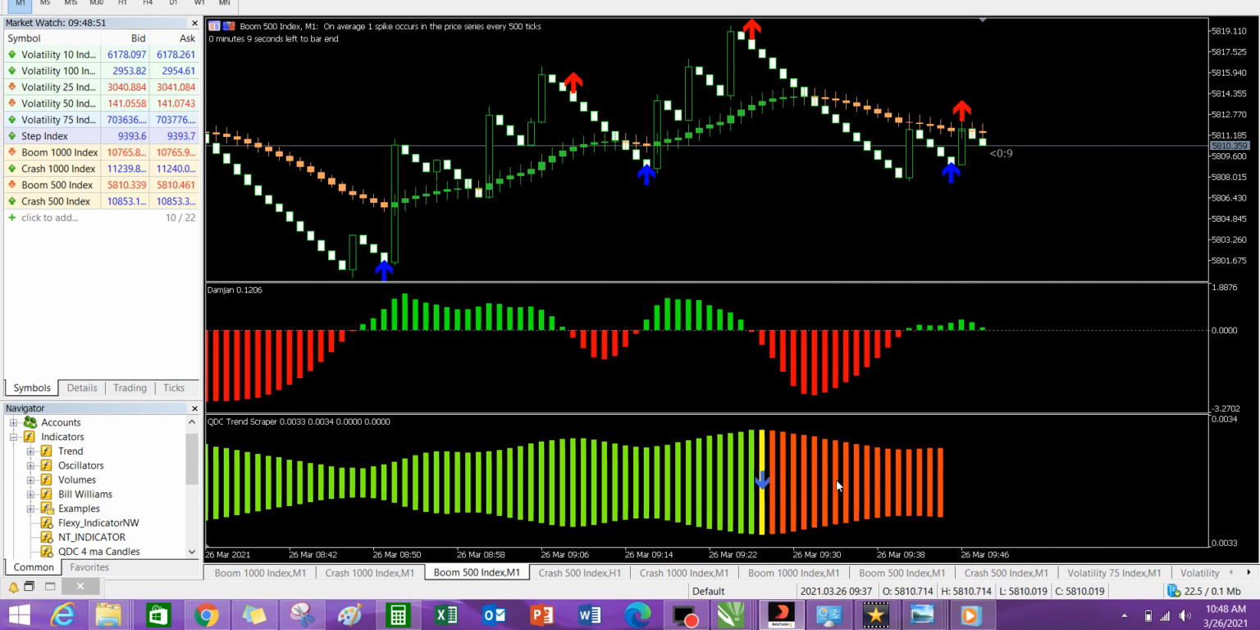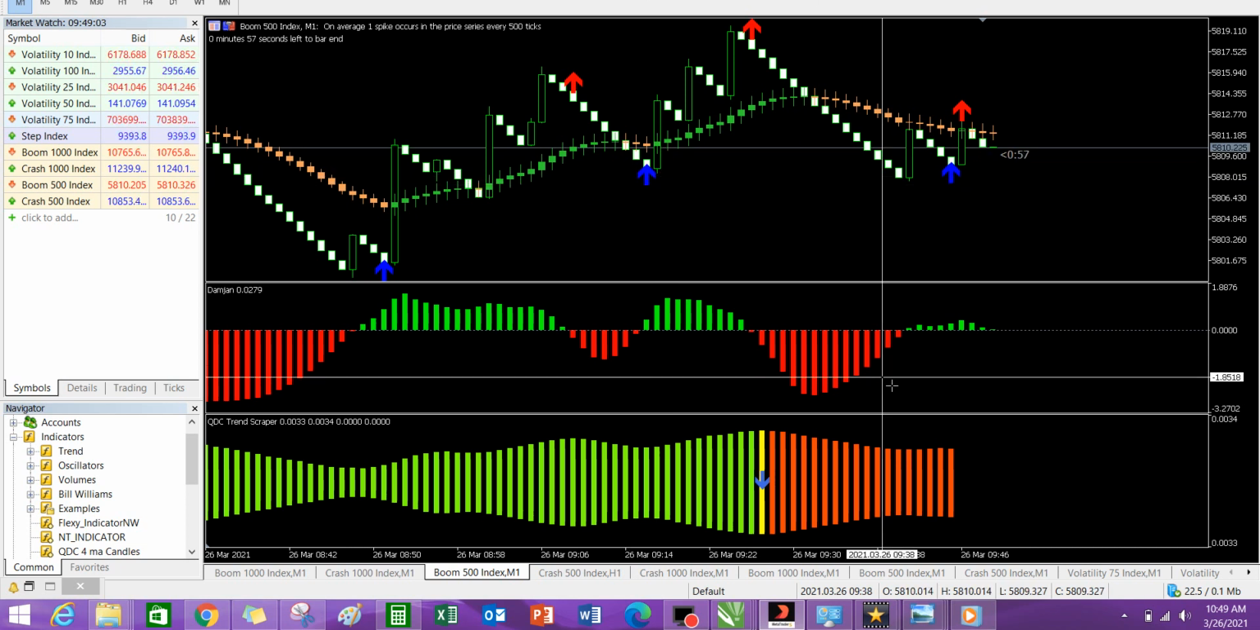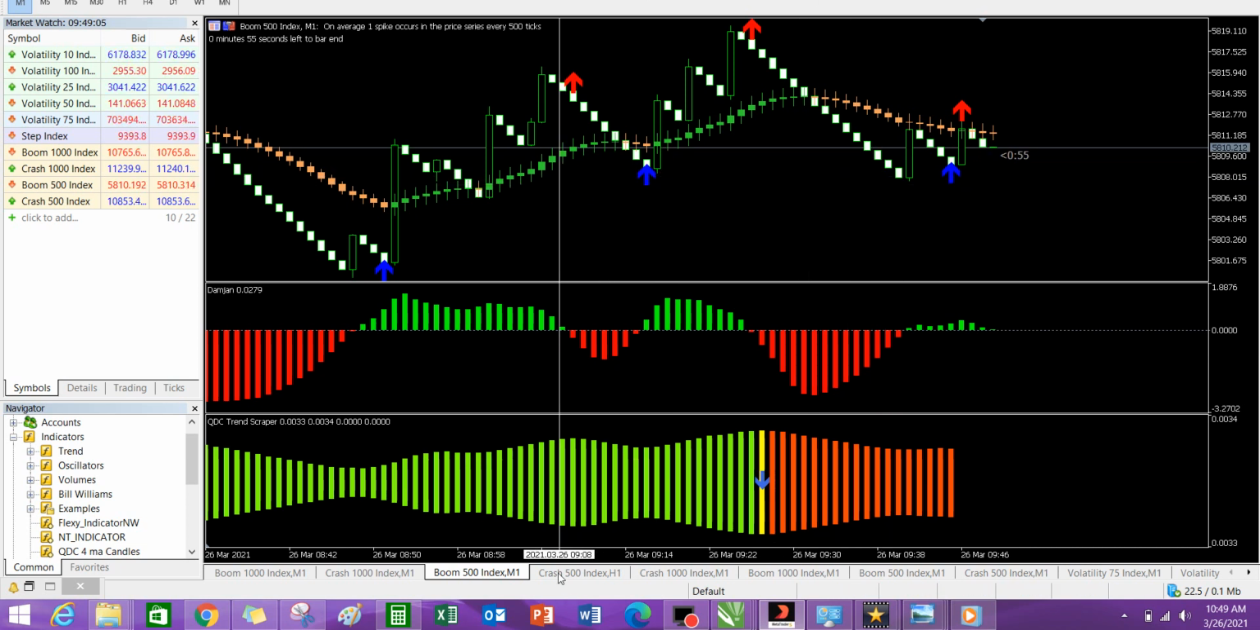Right now it is going back on downtrend, so you can still make some profits with this. But I'll advise you to come in after this support level is broken. You can come in and it is going to go for a very long time.